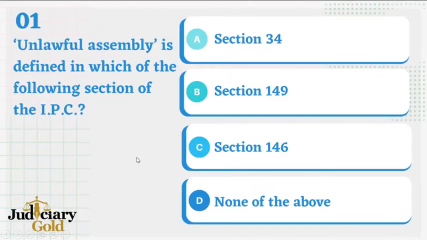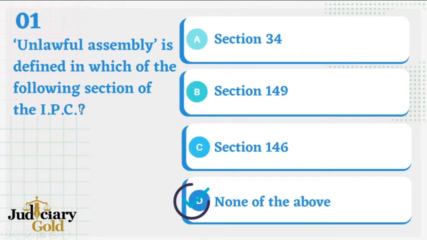The first question that we have is: unlawful assembly is defined in which of the following sections of I.P.C.? Options: section 34, section 149, section 146, and none of the above. The answer here is none, because 34, 149, 146, none of these three define unlawful assembly. Unlawful assembly is defined under section 144 of I.P.C.